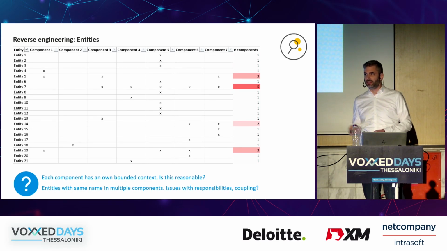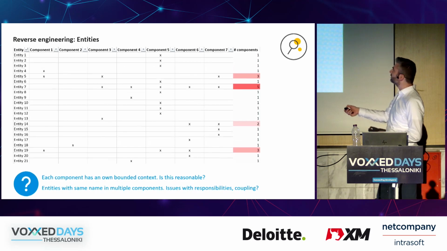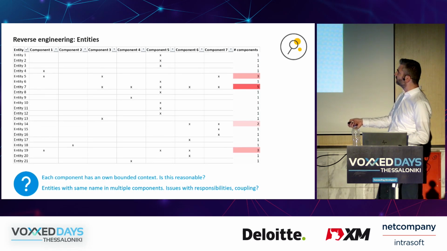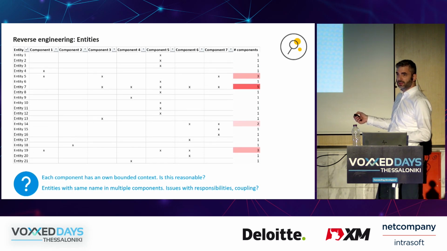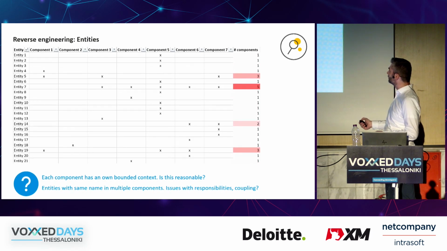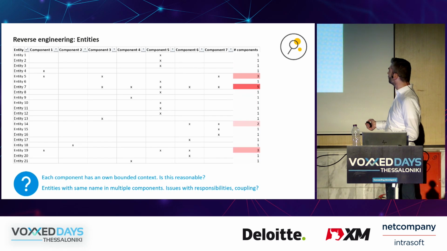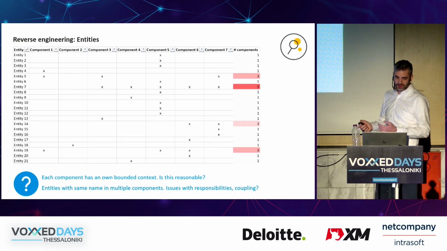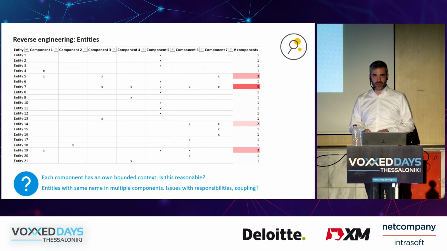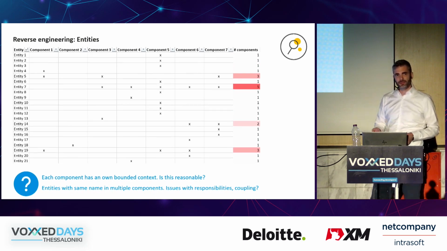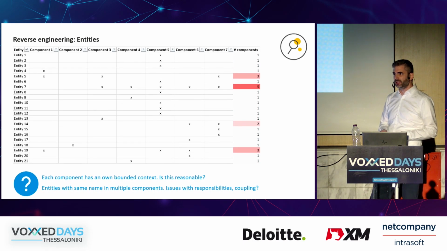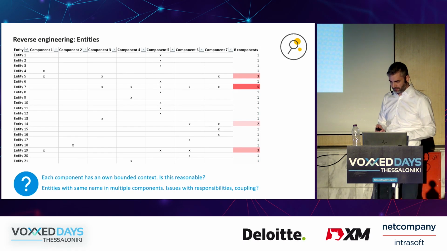This table is about database entities. Here you can see the various database entities in rows, and here the components that have that database entity in their database. Interestingly, there are database entities which appear almost everywhere or in more places. Question again, why is this happening? Is there a problem with responsibilities, single responsibility? And what's up with this thing that every component has its bounded context?